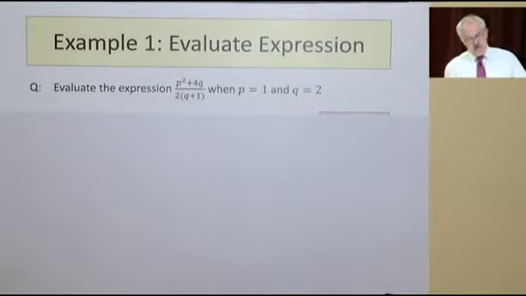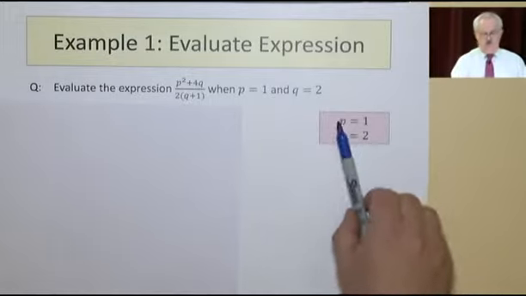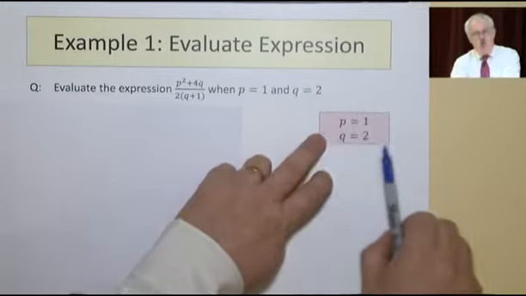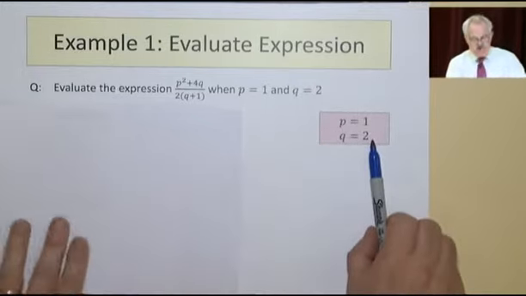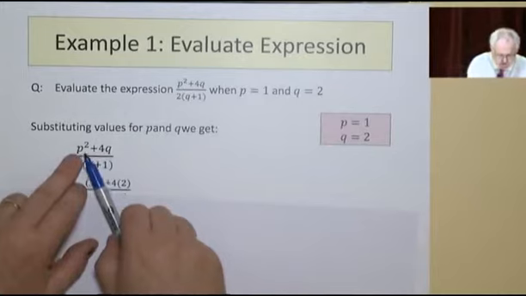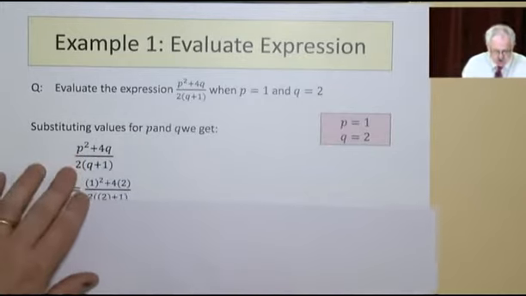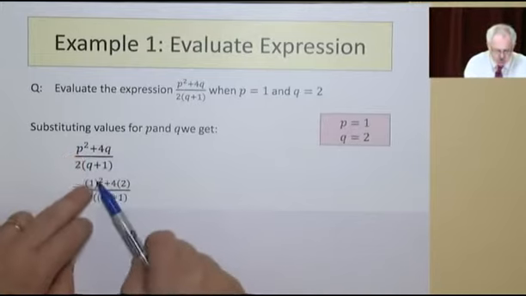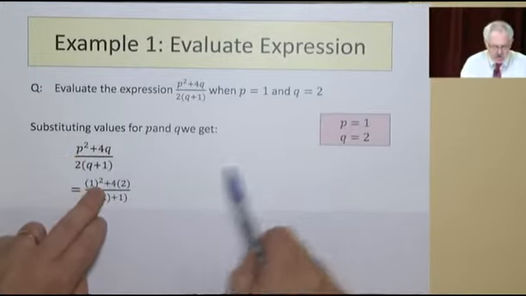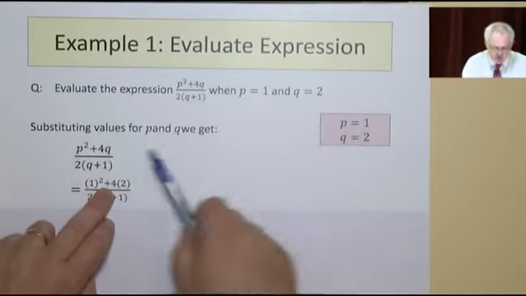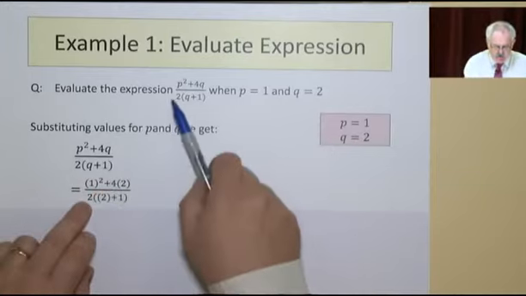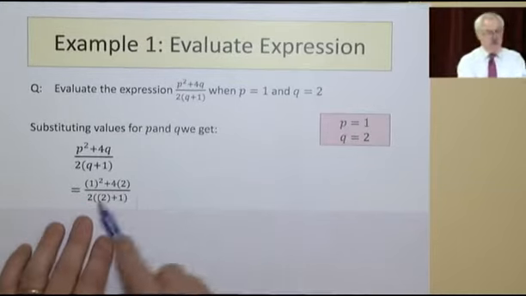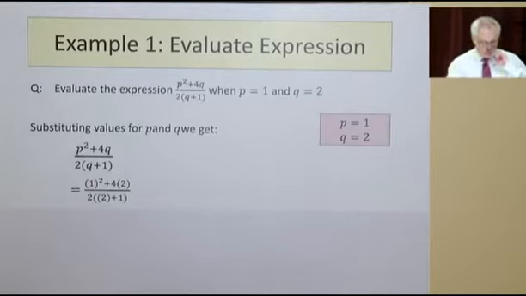Well, what I do is I draw a box somewhere, and I tidy it up, and I say p is 1, q is 2. And I work off that for all the various bits that follow. So I say p squared plus 4q over 2 into q plus 1. I've rewritten the equation. So I say, OK, p is 1, that's 1 squared, plus 4 times 2, over 2 into bracket, q is 2 plus 1. So I've now safely transferred the numbers across.